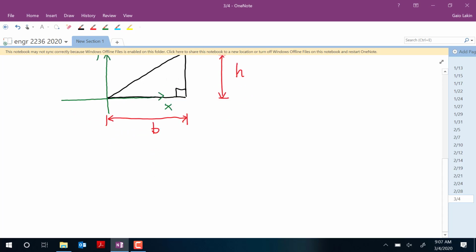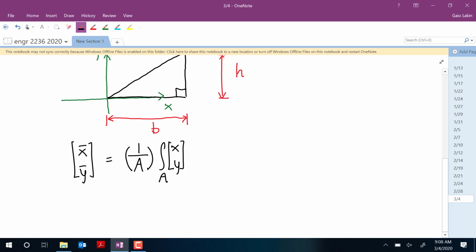And the definition of the centroid, so x bar, y bar, is equal to 1 over the total area times the integral over the whole area of the coordinates of each individual infinitesimal piece of area times that infinitesimal area, dA. Okay, so that's the definition.